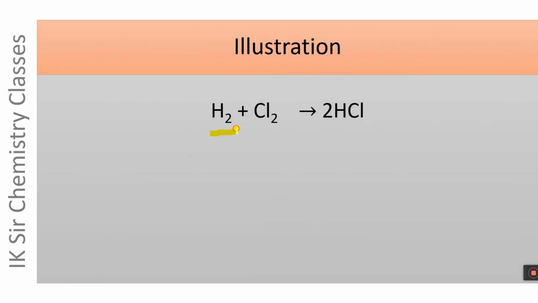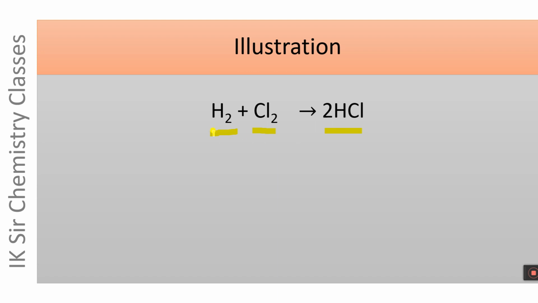Hydrogen reacts with Cl2 forming HCl. Please recall that the electronic concept of redox reactions fails to explain this reaction because this reaction involves neither loss nor gain of electrons. Rather, it involves sharing of one electron each between hydrogen and chlorine atoms. But this reaction can easily be explained on the basis of oxidation number.